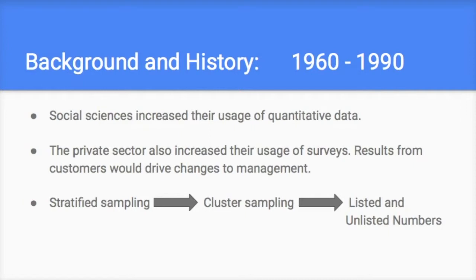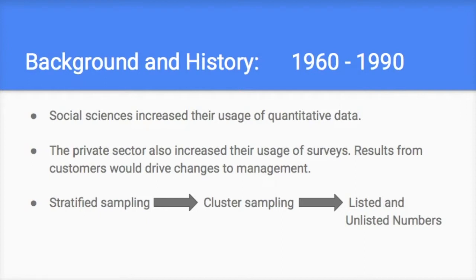Also during this era, more social scientists were using quantitative data in their research. The private sector increased their surveying of customers. This data could help inform businesses about customer usage and satisfaction, which would in turn drive changes to management. The designs of sampling shifted during this time as telephones were more widely used.